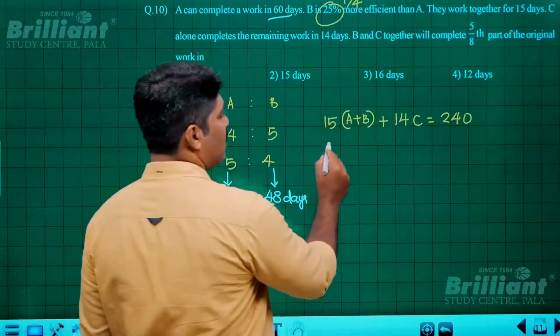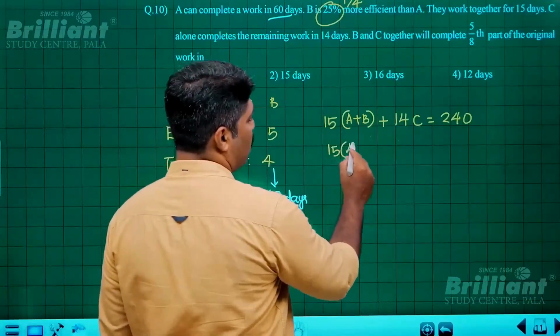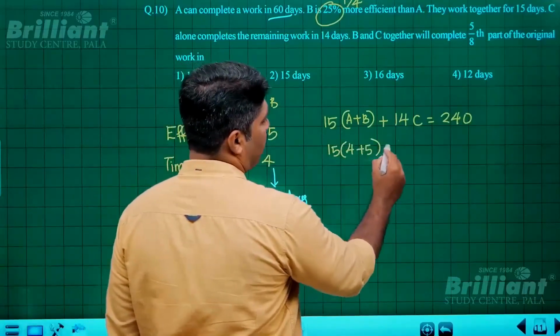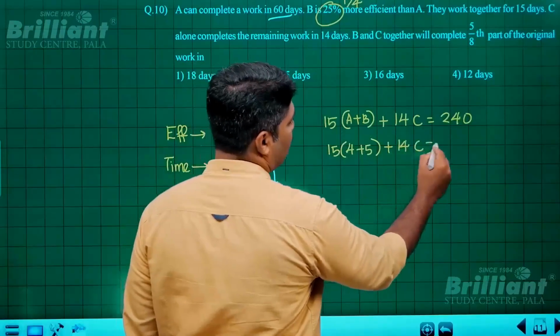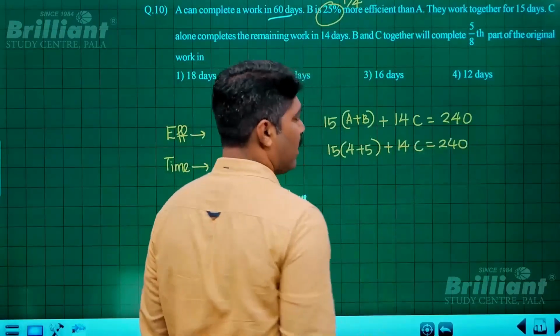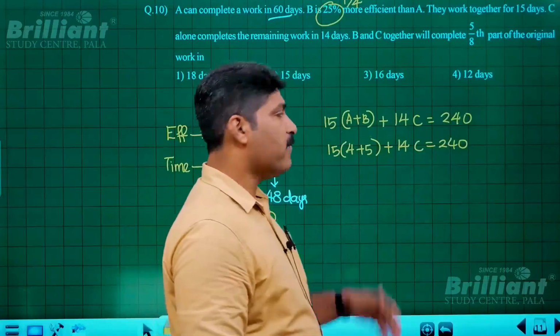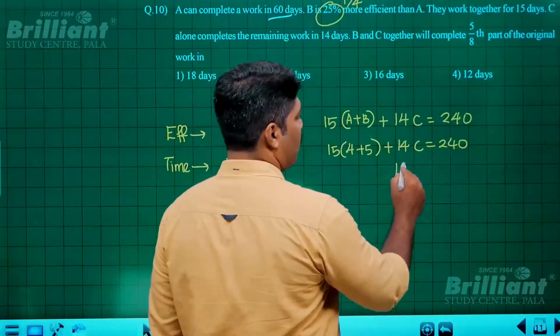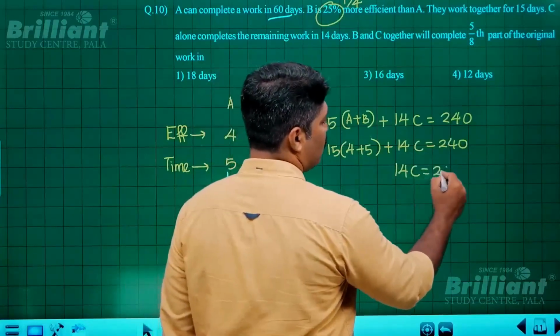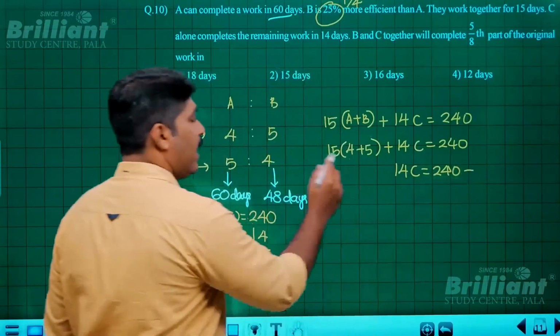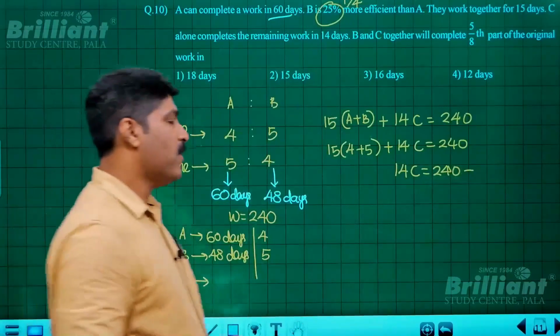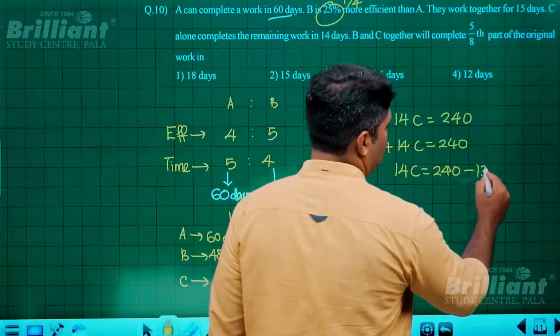So you can write this is 15 into 4 plus 5 plus 14 into C. So that is equal to 240. From this step we can find out what is the value of C. So here 14C is 240 minus 9 times 50, that's equal to 135.